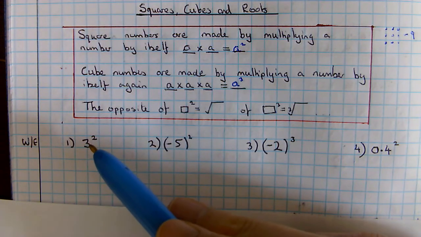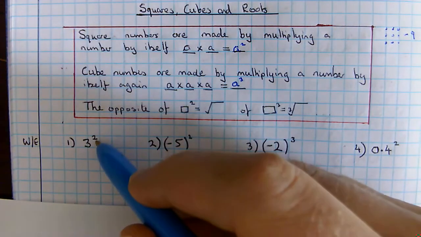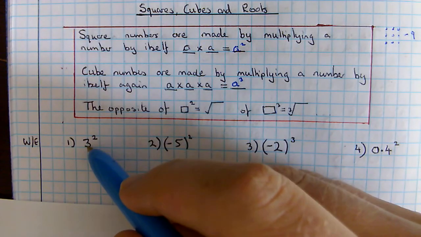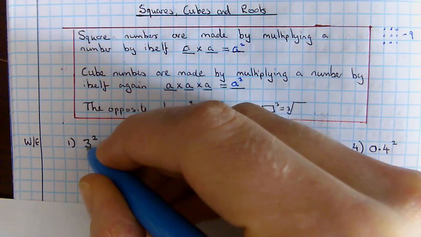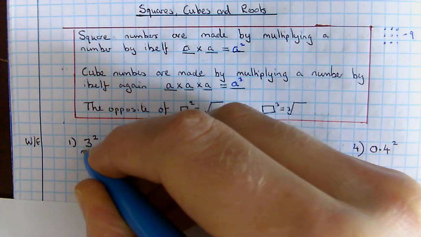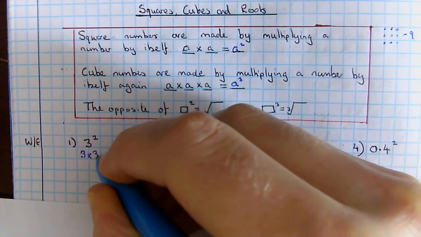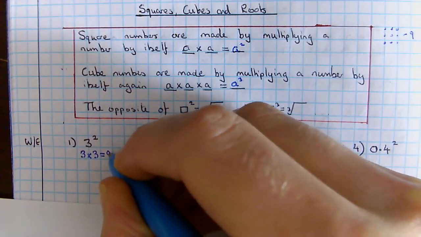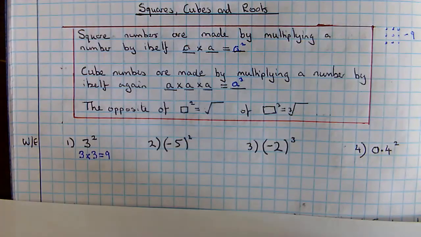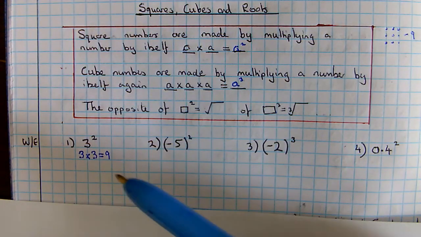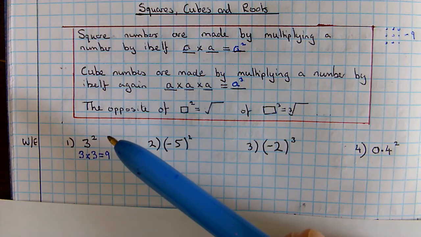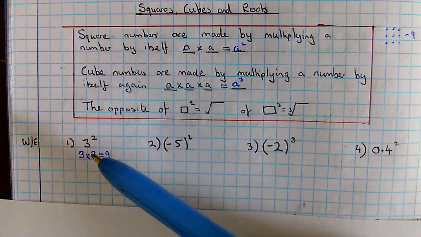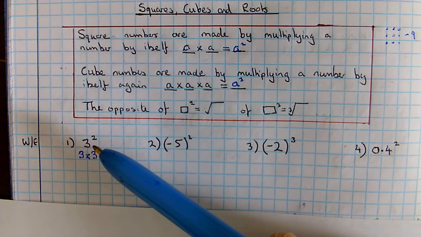Firstly, nice and simple, 3 squared. Well, this power tells us how many times to multiply the base by itself. So this tells me I multiply this number by itself twice. 3 times 3 gives me an answer of 9. Okay, be careful. It's a really common mistake when we're not thinking. We know that this isn't right, but the common mistake is to say, oh, that means 3 times 2, which is 6. It's not what it means. It means times 3 by itself twice.